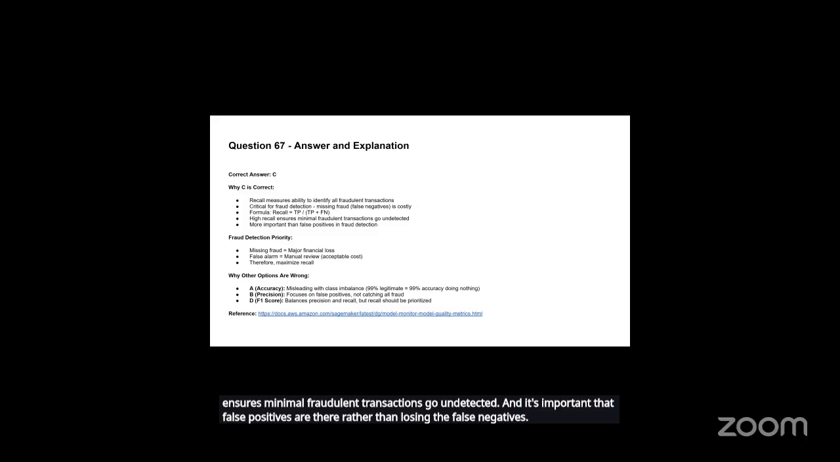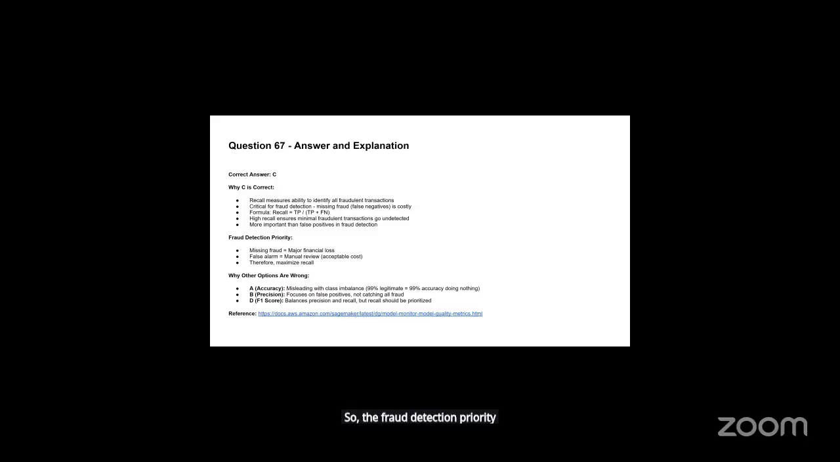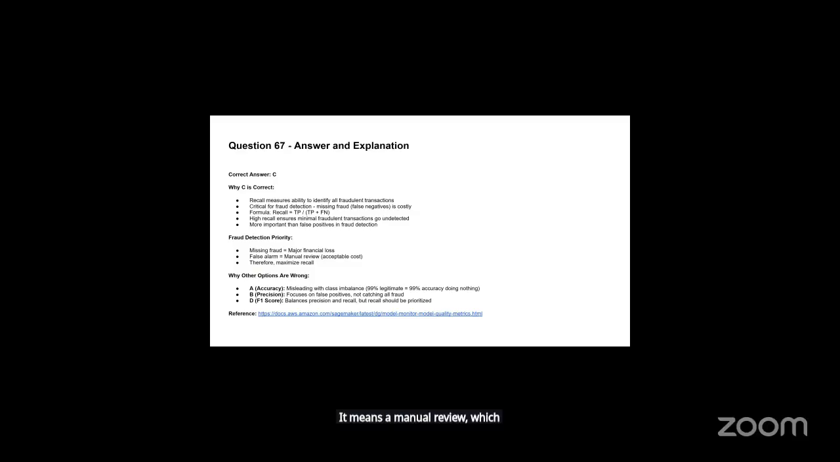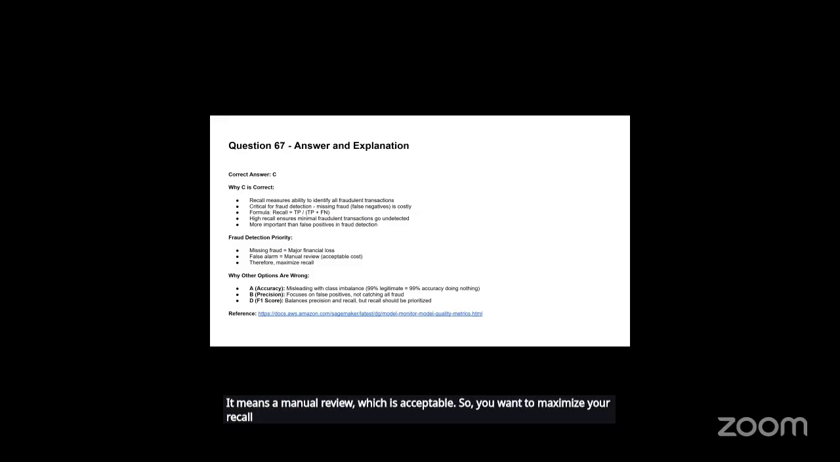So the fraud detection priority: missing fraud means financial loss. A false alarm means a manual review, which is acceptable. So you want to maximize your recall to know what those fraudulent transactions are. Are the other options wrong?